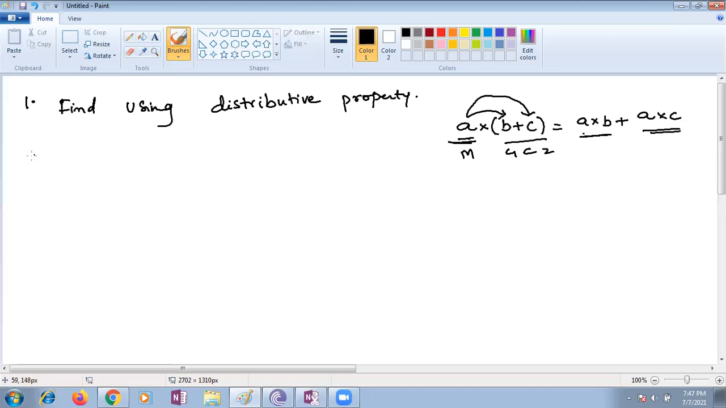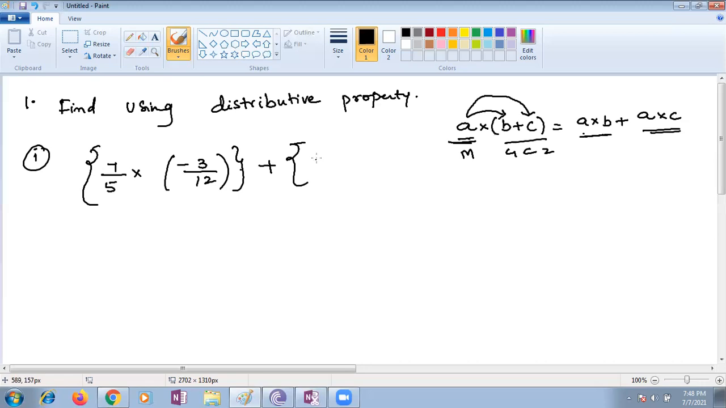Wonderful, very good. First question: 7 by 5 multiplied with, in brackets, minus 3 by 12. This is one part given. Then the second part is 7 by 5 multiplied with 5 by 12.